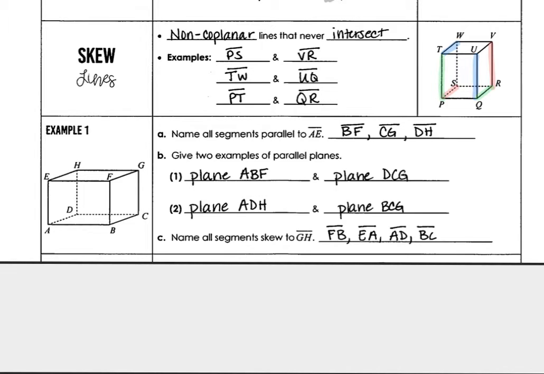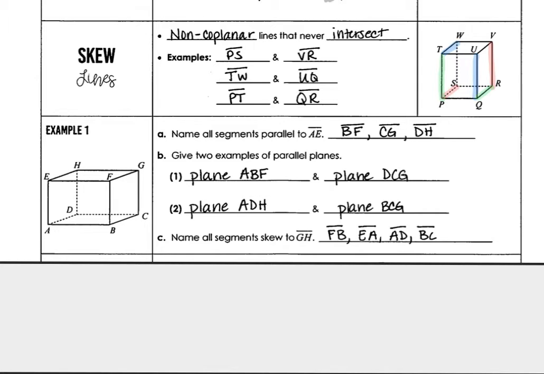Okay. And two examples of parallel planes. Well, plane ABF is parallel to plane DCG. And plane ADH is parallel to plane BCG. Now to look at segments that are skew to GH. Skew to GH would be FB. Skew to GH would be EA. Also AD will be skew, and BC will be skew.